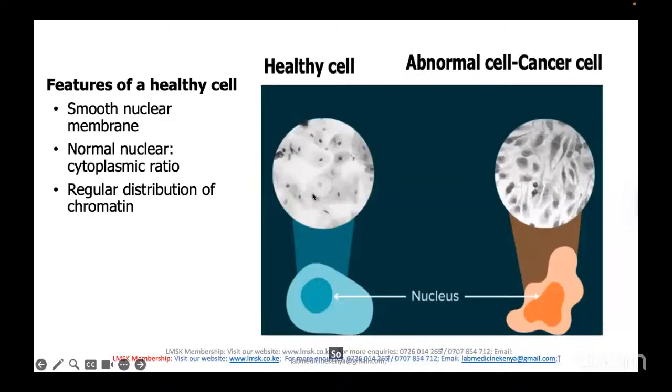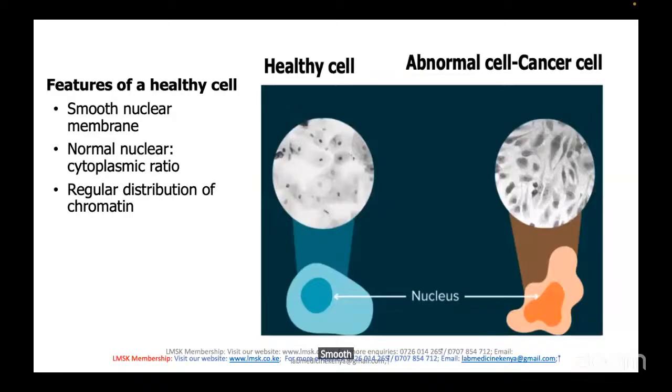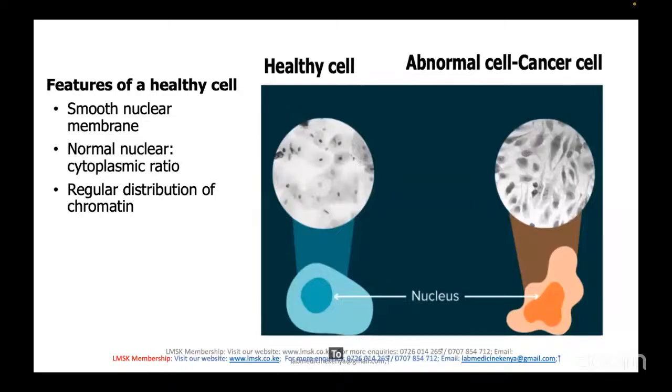So we have features that we look at to know that this is a healthy cell. A healthy cell has to have a smooth nuclear membrane, a normal nuclear cytoplasmic ratio, and regular distribution of chromatin. And we have more other features that we usually also look into to guide us in the diagnosis or to give us a clue to what the diagnosis is.